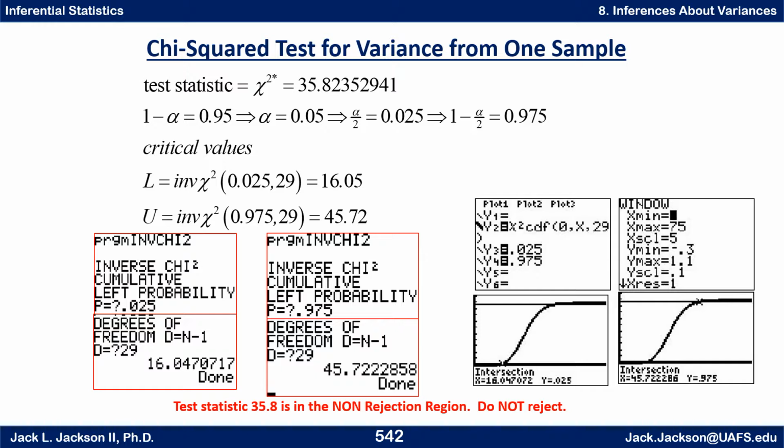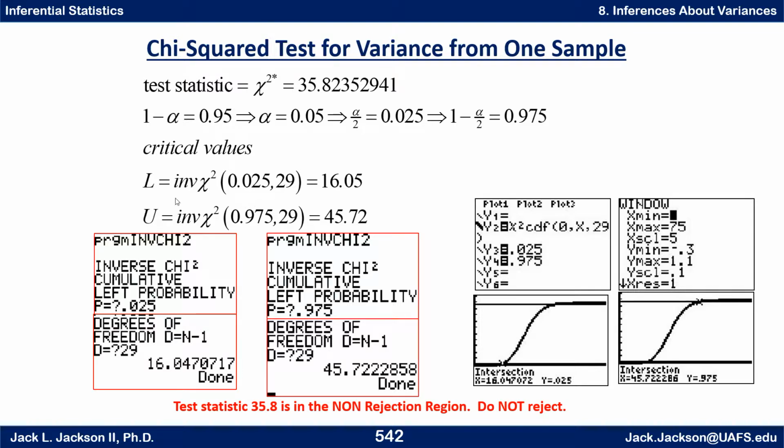So if we have a confidence level of 1 minus alpha, which is 0.95, then the alpha is 0.05, and then alpha over 2 is 0.025, and 1 minus alpha over 2 is 0.975. Or if you just started with the alpha there, then you can get that. Now, the critical values are going to be an inverse chi-square of this 0.025 with 29 degrees of freedom, because the sample size was 30, and then the inverse chi-square of this one here.